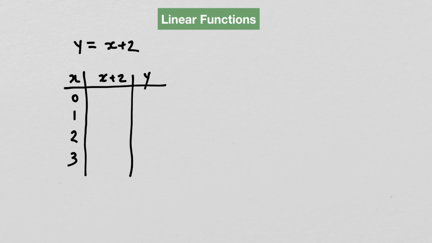When we have 0, and we plug it into the equation x plus 2, we get 0 plus 2, which is equal to 2. When x is 1, we plug that into x plus 2, we get 1 plus 2, and that gives us 3. When x is 2, we get 2 plus 2, and y is now 4. When x is 3, we get 3 plus 2, and y is equal to 5. So now we're going to graph this.